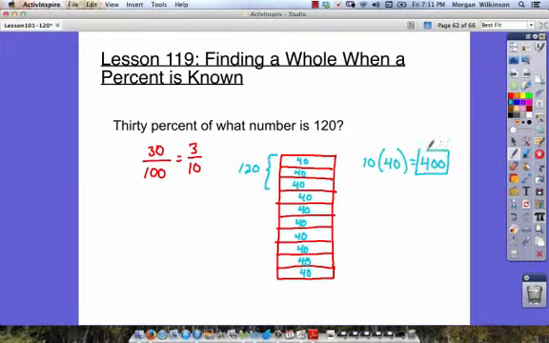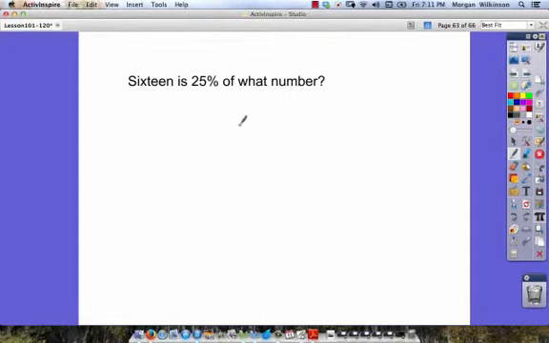Using a diagram box like this when we're finding a whole, when we're given a percent, is a very helpful way to solve the problem. But we've got to remember to turn the percent to a fraction first. We've got another example. Let's look at this one.